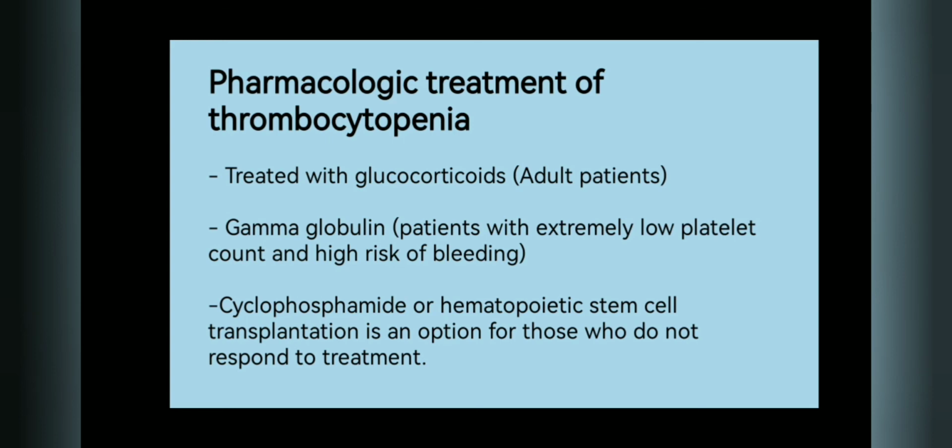Pharmacologic treatment of thrombocytopenia. Most patients with idiopathic thrombocytopenia are mainly treated with glucocorticoids. Gamma globulin is mainly used in patients with extremely low platelet count and high risk of bleeding. Cyclophosphamide or hematopoietic stem cell transplantation is an option for those who do not respond to treatment.